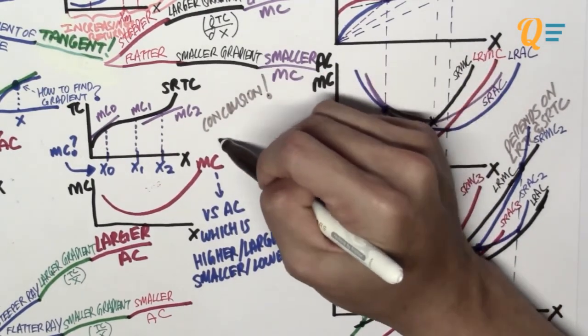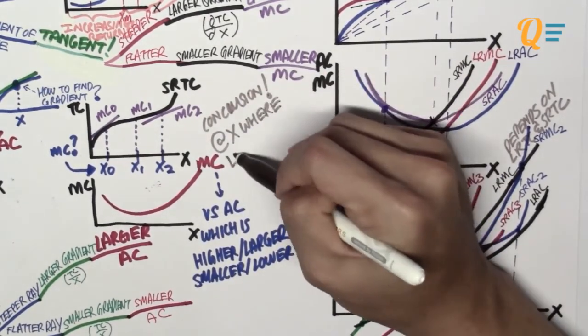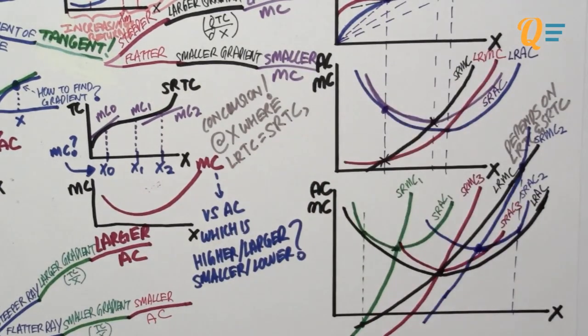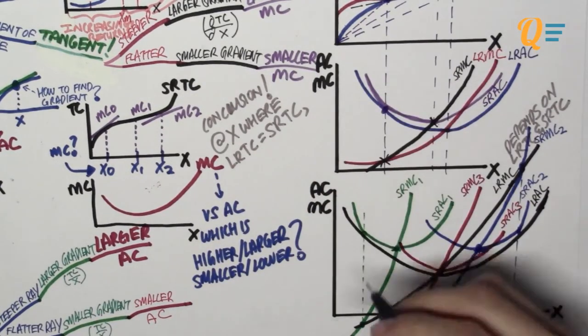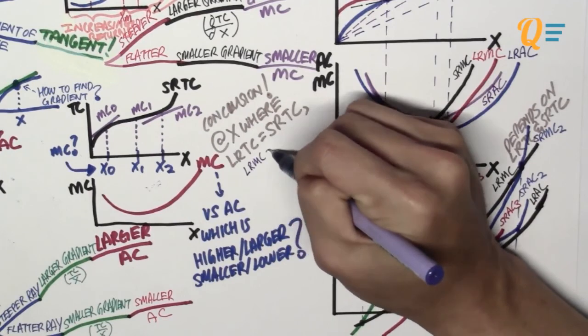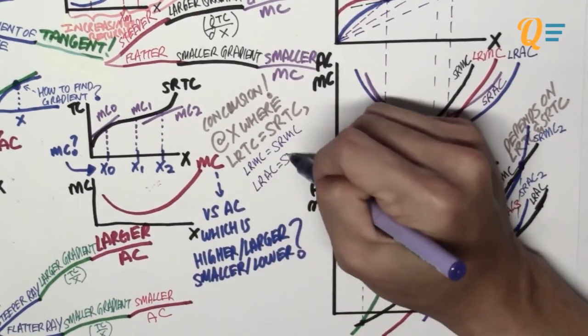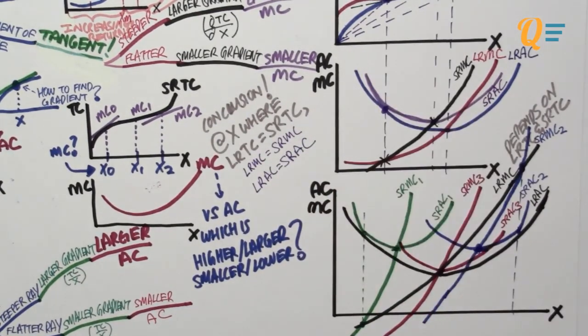So the conclusion is this. At a point where X has the long run total cost curve equal to the short run total cost curve, I can safely say that my long run MC will equal my short run MC and my long run AC will equal my short run AC. This is always true. I suggest that you stop the video and go practice by yourself and you will notice that this result is always consistent.